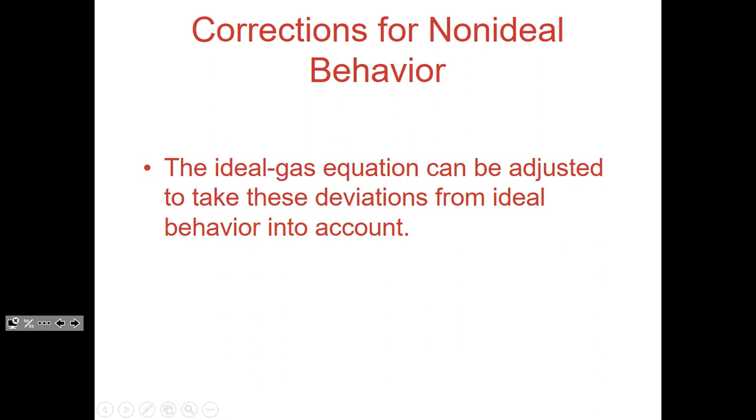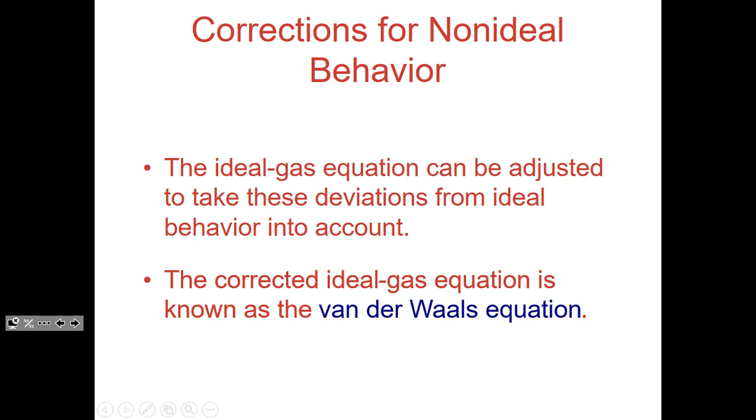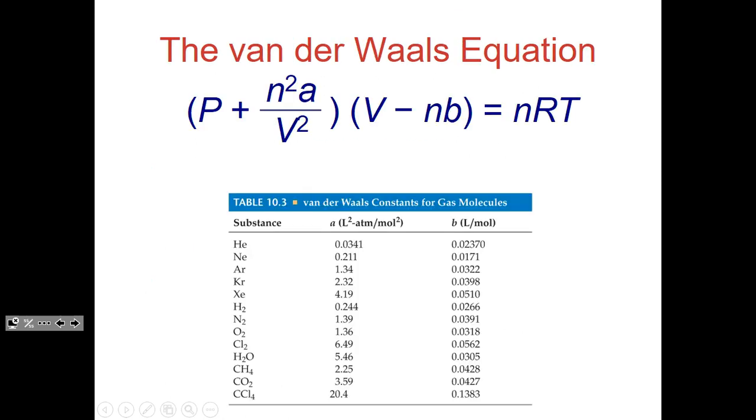So the ideal gas equation can actually be adjusted for individual gases to account for these deviations and make PV equals nRT a better prediction. And what this is really called is the van der Waals equation. Van der Waals was a scientist who was studying intermolecular forces, and one of the things he understood and was able to calculate was how different gases and the different intermolecular forces and volumes of those gases could lead to deviations from the ideal gas law.